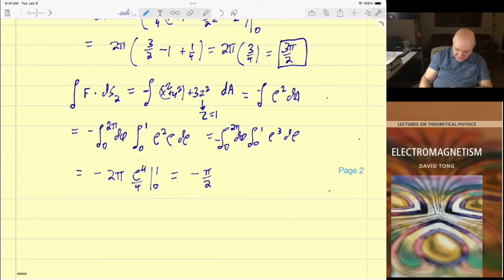So we add up, so our answer for the integral over S of f dot dS is equal to 2 pi that we got from the divergence theorem. Then I add in this integral, which is minus pi over 2, which is equal to 3 pi over 2. So that's our answer.